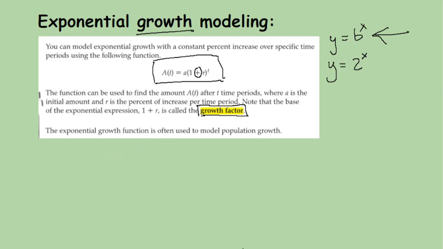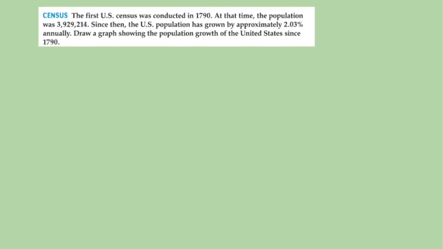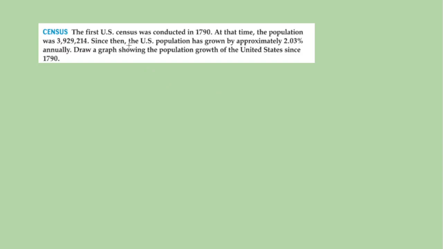Like I said, these are used for population growth. So let's take a look at this. This one says the first U.S. census was conducted in 1790. At that time, the population was 3,929,214, so basically a little bigger than the city of Chicago. Since then, the U.S. population has grown by approximately 2.03% annually. Draw a graph showing the population growth of the United States since 1790.